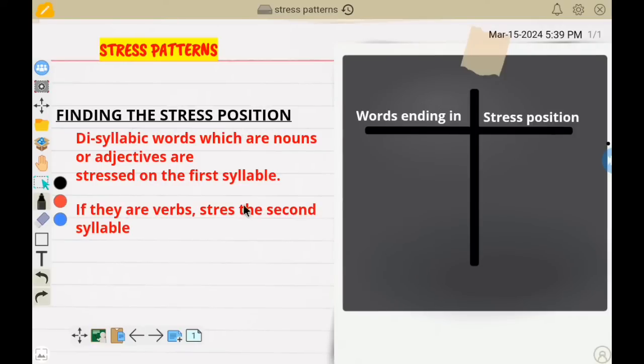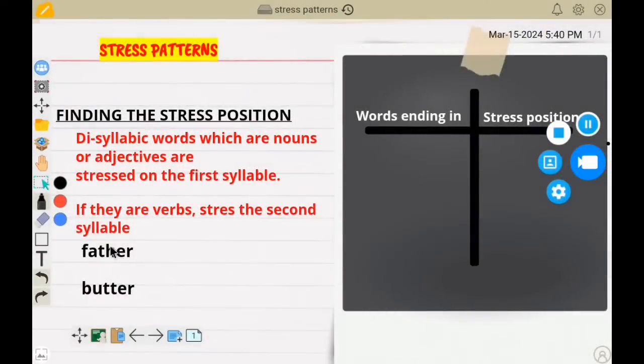So let's take an example before we go to the one for verbs. We have an example here. The example here is father and butter. These words are nouns, okay? At times, they might put n in brackets to let you know that the word is a noun. They'll put it in brackets like this.